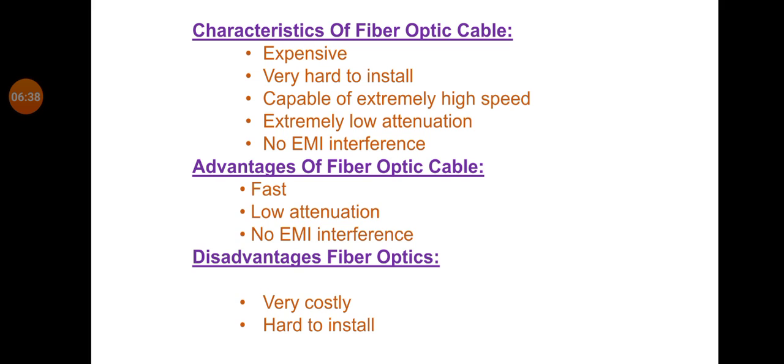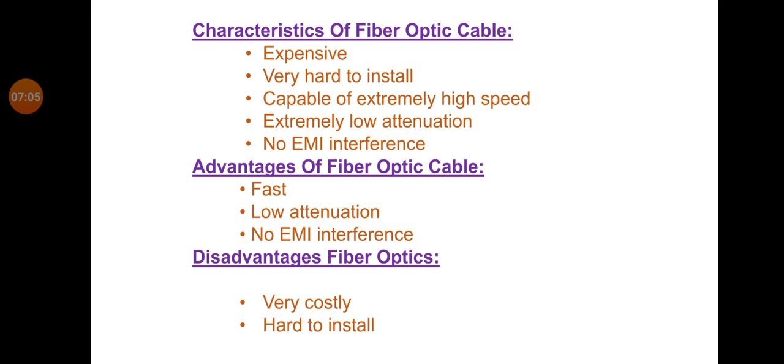Then the third characteristic is that it is capable of extremely high speed. Its speed is more because of light signals. Clear? Electrical signals take more time for transmission. Instead of electrical signals we are using light here. Already you know that the speed of light is high. Clear? So light signals can be transmitted with high speed, and because of that the optical fiber is capable of extremely high speed.